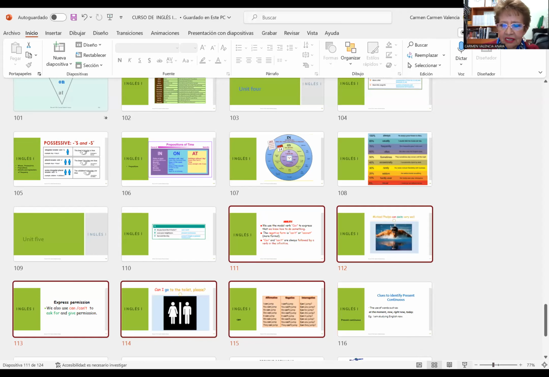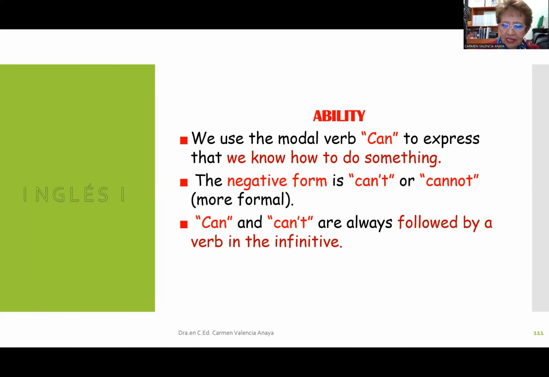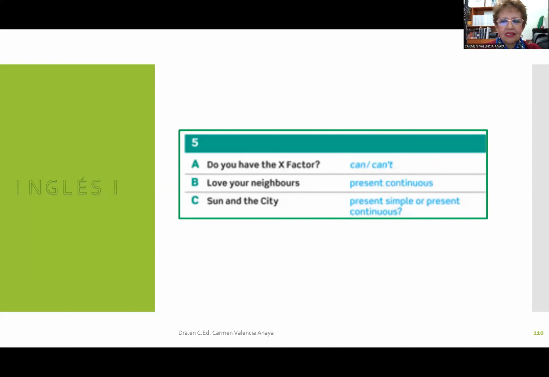Estamos dando inicio a la quinta unidad, en la cual vamos a ver algunos puntos importantes como es el uso de can, can't, así como el present continuous. Me permito en este momento compartir pantalla de las láminas que ya les compartí la semana pasada. Y pues vamos a dar inicio a los puntos que desarrolla esta quinta unidad, como es Do you have the X factor? Can, can't, present continuous, and present continuous in affirmative, negative, and interrogative form.